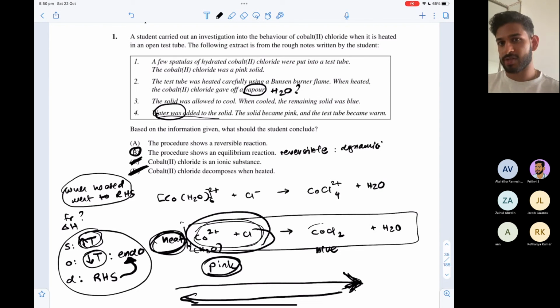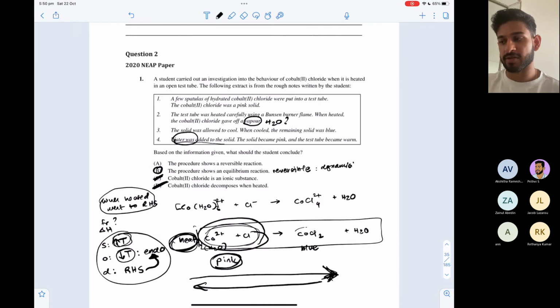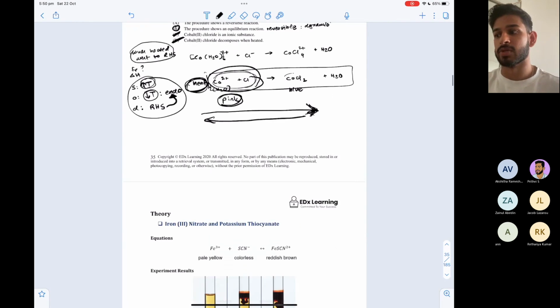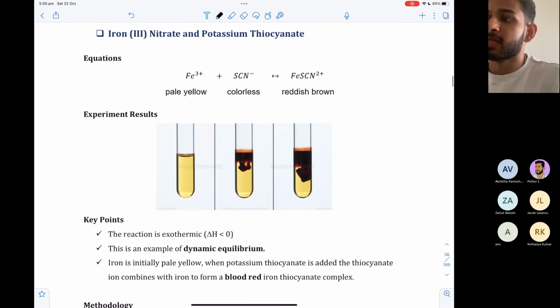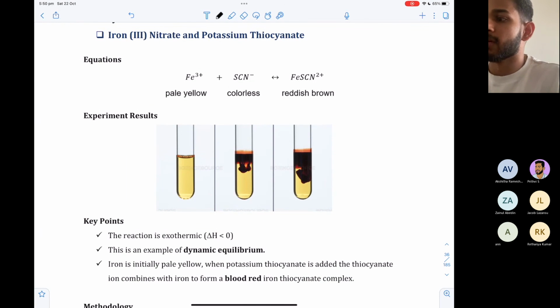Very good. So as you can see, exam questions are a bit of a different beast, but we'll get to those as we do more and more questions. Now next, iron nitrate and potassium thiocyanate. This is another example of a dynamic equilibrium. So for the first dot point, you learn 2 dynamic equilibriums, 2 static equilibriums. And question?